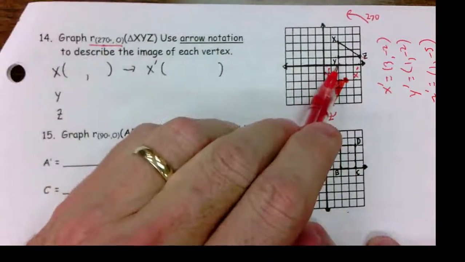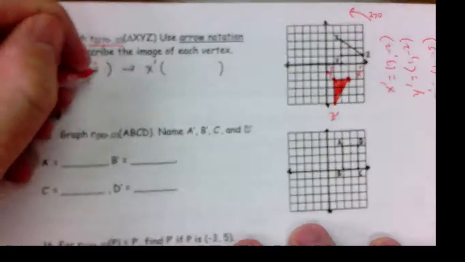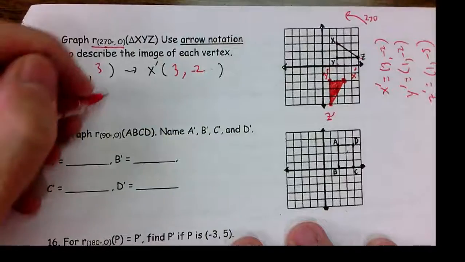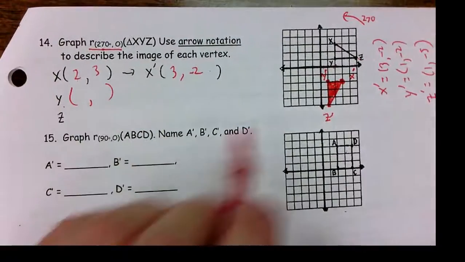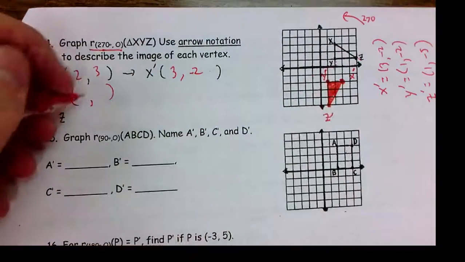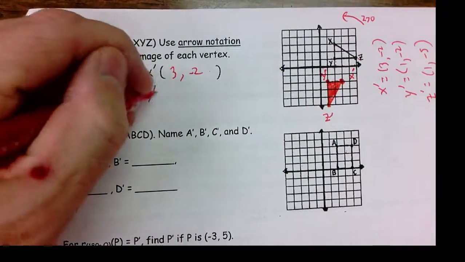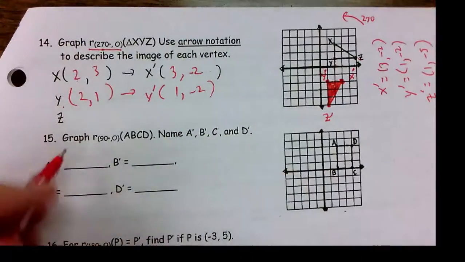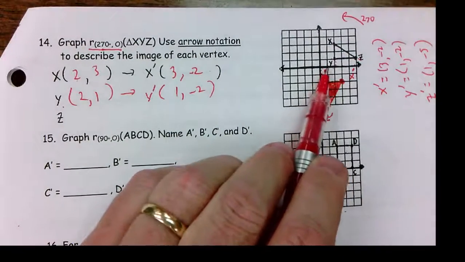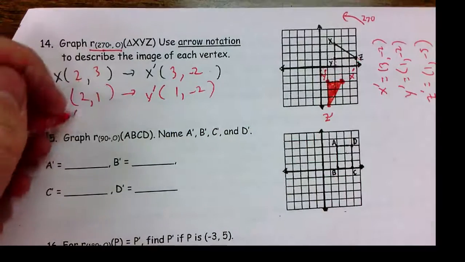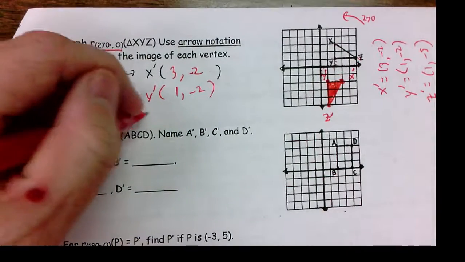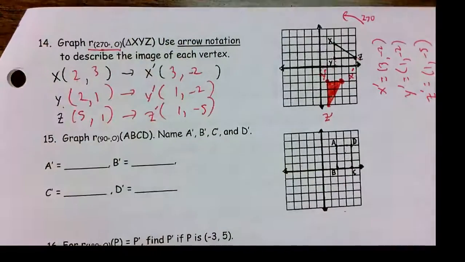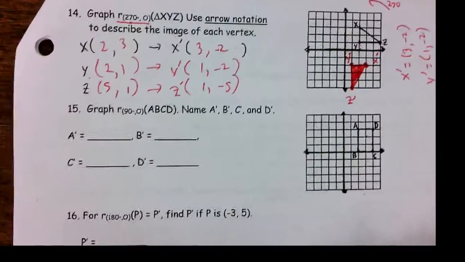So x started at 2, 3, and ended at 3, -2. Y started at 2, 1, and ended at 1, -2. And z started at 5, 1, and ended at 1, -5. There we go.